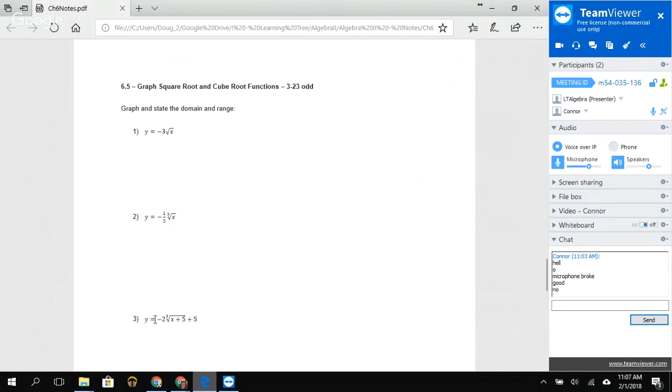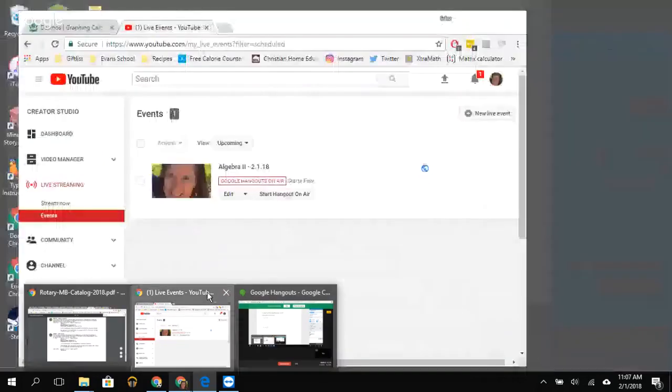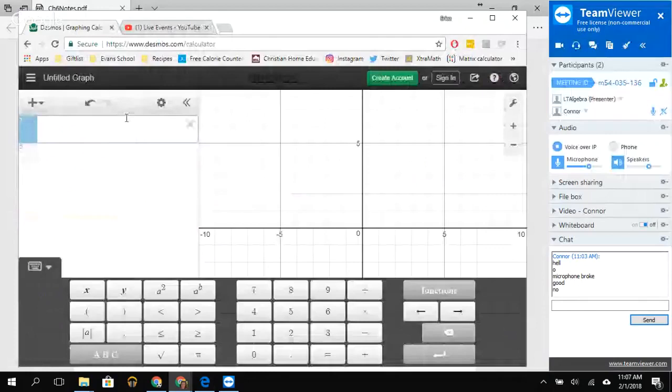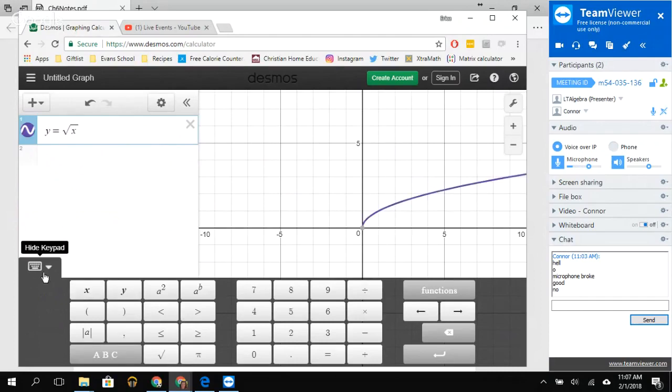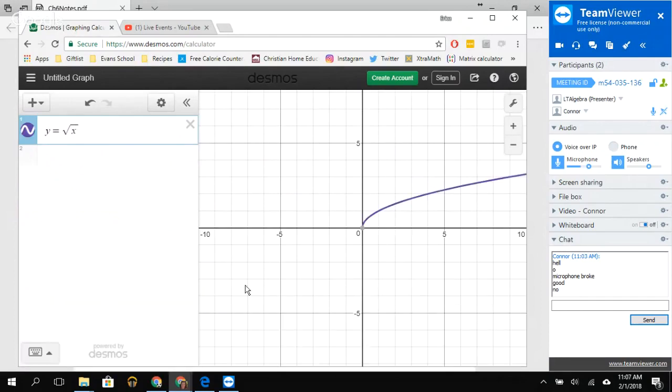So Connor, or if you're watching on YouTube, if you want to split your window and graph in Desmos at the same time, I'm completely fine with that. Or if you have it on a different device next to you, that works too. So actually, I'm going to start off with the really basic function, which is y equals the square root of x.